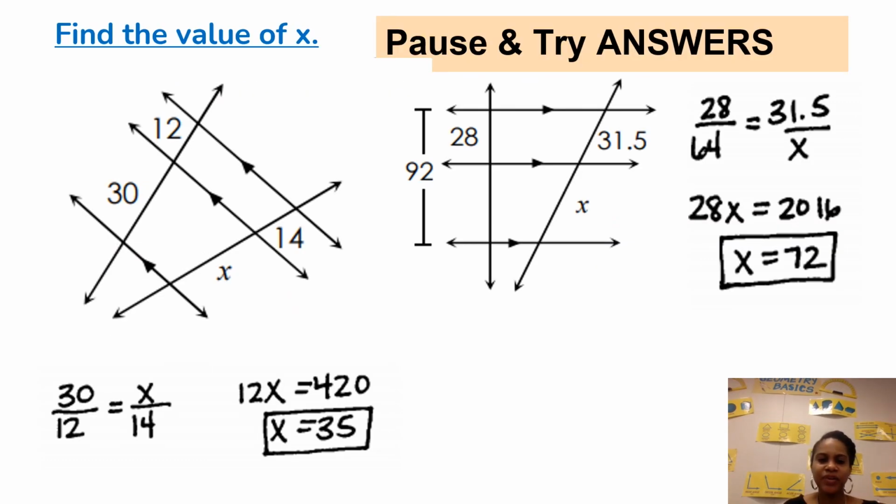Okay, so for the first one you should have gotten x equals 35. And here's the proportion here. You may have set it up differently. As long as your proportions correspond, you're going to get the same answer. And then over here, you should have gotten x is equal to 72. So I hope you got these two problems correct.